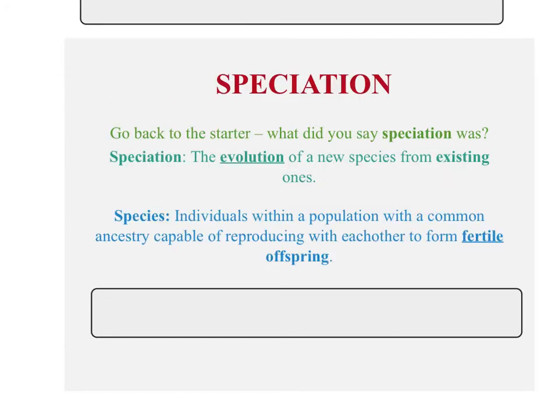And remember our definition of species from everything that we've ever done before: individuals within a population with a common ancestry. So thinking back to where you've looked at things like the phylogenetic trees, kingdoms, phyla, orders, class, genus, species, dear King Philip, come over for great spaghetti, all of that stuff. Those individuals in that population can reproduce with each other and form fertile offspring. And remember that fertile offspring is key. It means that they can have babies. And ultimately, that is going to be the bit that carries on passing the alleles on.